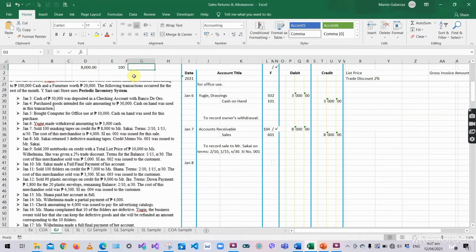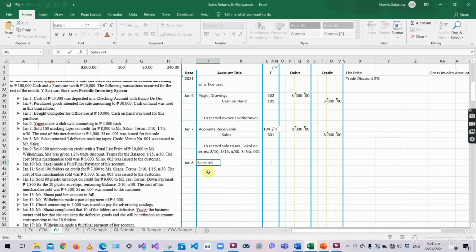Magkano kada masking kada isa? 8,000 divided by 100, 80. Tapos, ang binalik niya is 3 na defective masking tape. So, yun ay 80 times 3, 240. So, merong ni-return na merchandise. Anong gagamitin natin na account? Yun ay sales returns and allowances. And then, mababawasan yung accounts receivable kay Mr. Sakay. Entry would be, dagdag sa sales return, recorded yan on the debit side.